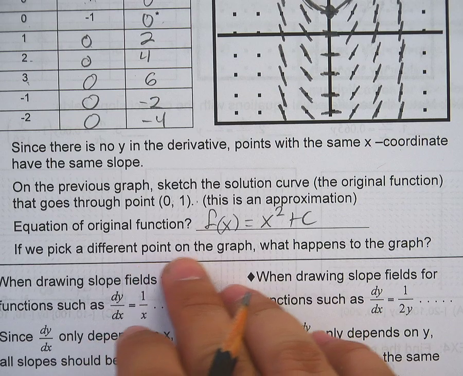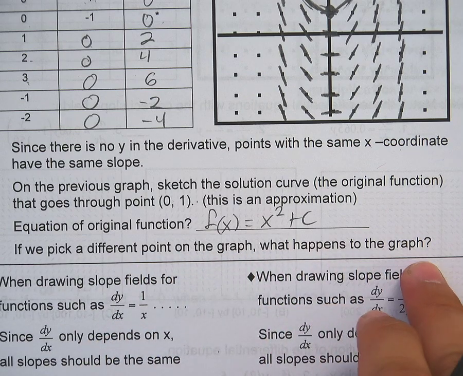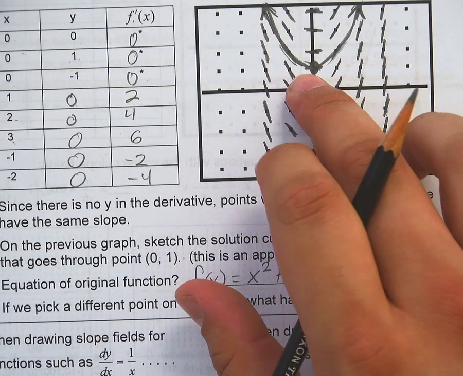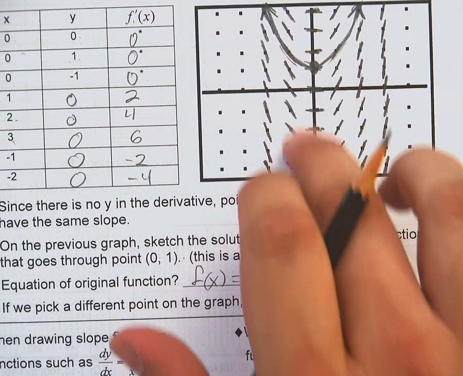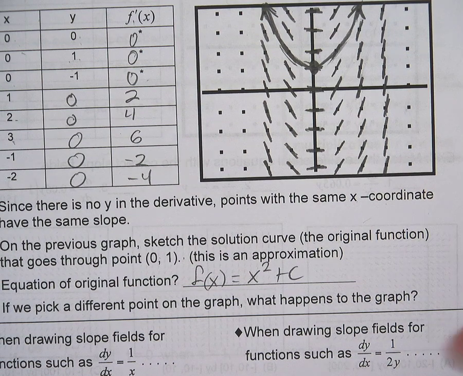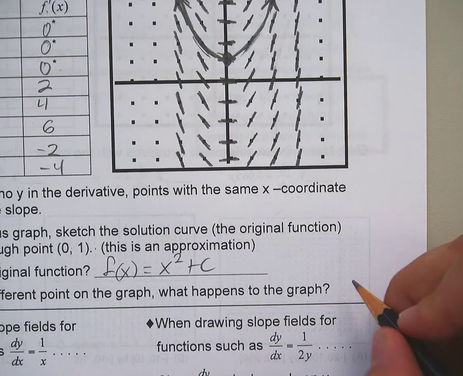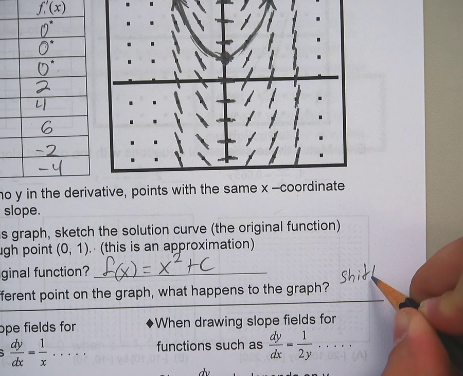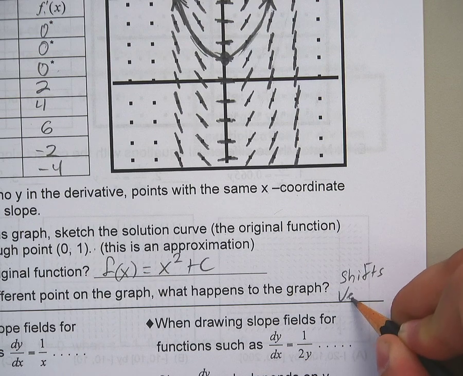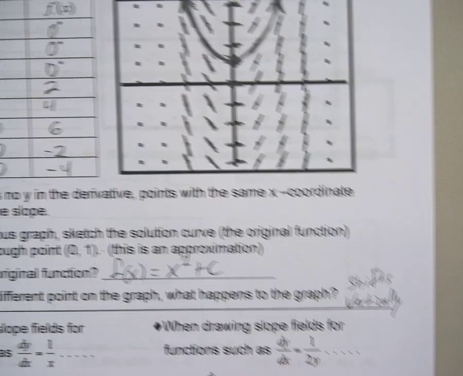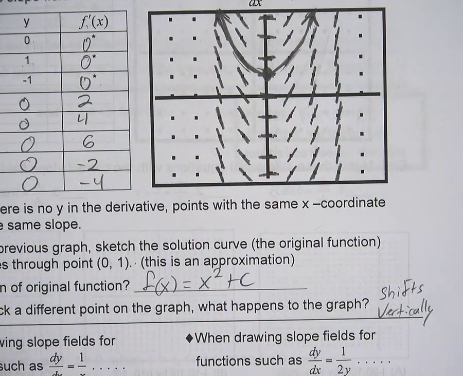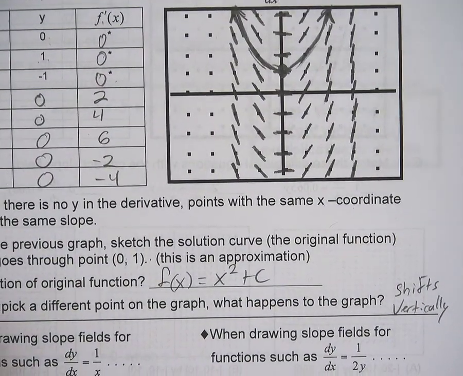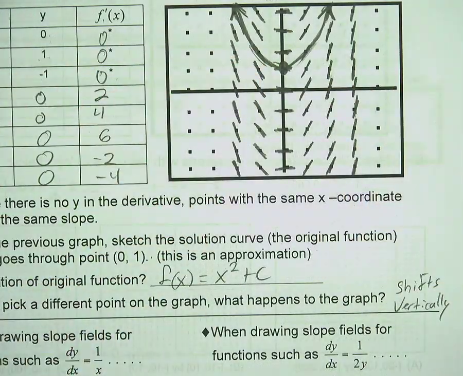And if we pick a different point on the graph, what happens to the graph? If we were to pick a different value, like a different value for c, what would happen to your graph? Well, it would shift up and down. So I'm going to write shifts vertically. You pick a different point, it's just going to move it up and down. It makes a new curve. It's going to be this guy's brother or sister from his family of curves.